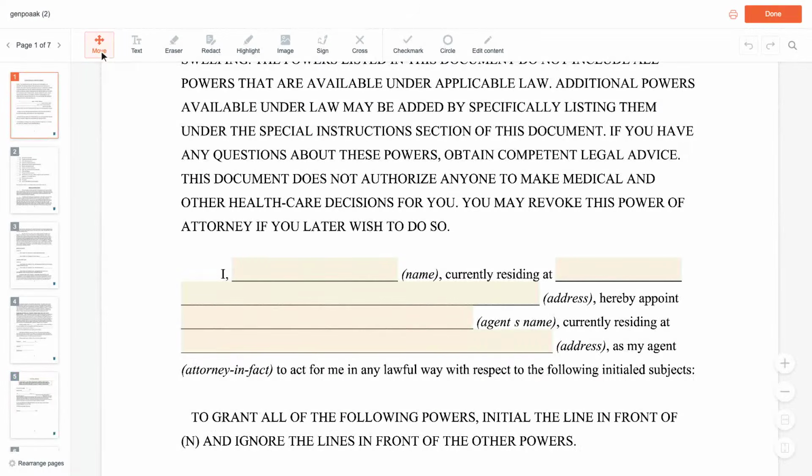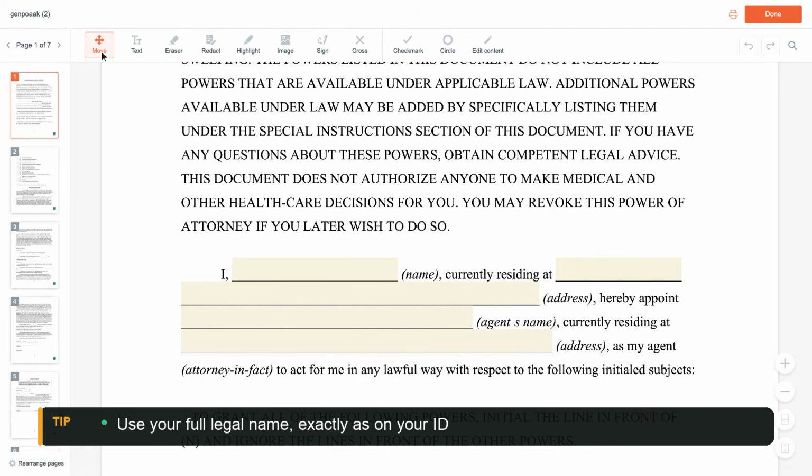Let's fill out the Alaska General Power of Attorney together, the document that lets someone you trust handle your money and property. Start with you, the principal. Type your full legal name and where you live. Use your full legal name exactly as it appears on your ID, so there's no doubt who signed.